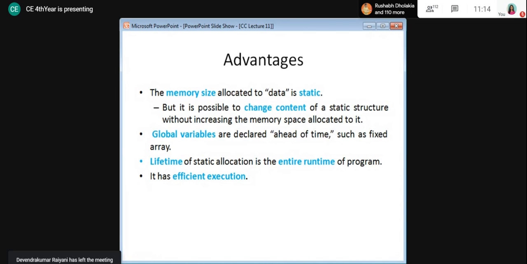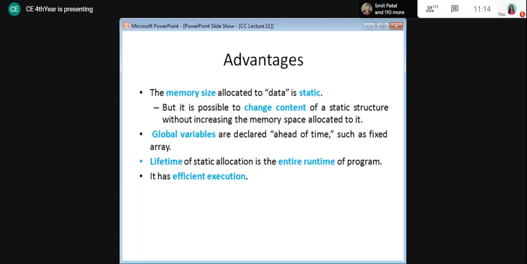The global variables are declared ahead of time, just like the fixed array. So if we have a fixed size array, then all the global variables will be declared likewise. Now the lifetime of static allocation is throughout your program, right? So once the static allocation is done, till the program execution is over, every variable will be accessible. Whatever we have stored in our data area remains accessible.